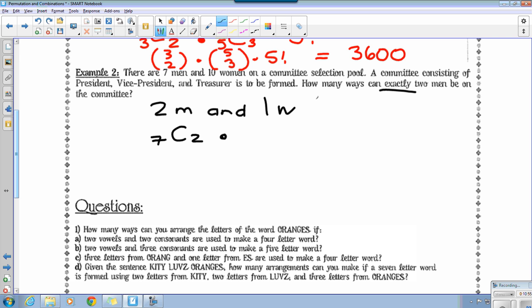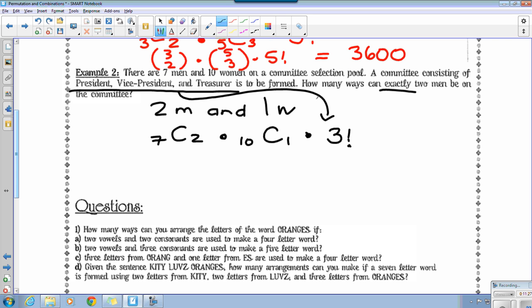Multiplied for the woman, now we have 10 women, and we're going to choose 1 of them. What is 10 choose 1, by the way? 10, if you have 10 things, you're choosing how many ways can you choose 1? You can choose 10 ways. But now, because this line right here, they are going to be arranged in a specific position. So that means I'm going to multiply by how many people on this committee? 3. How many ways can I arrange them in a specific order? 3 factorial. So 3 times 2 times 1.